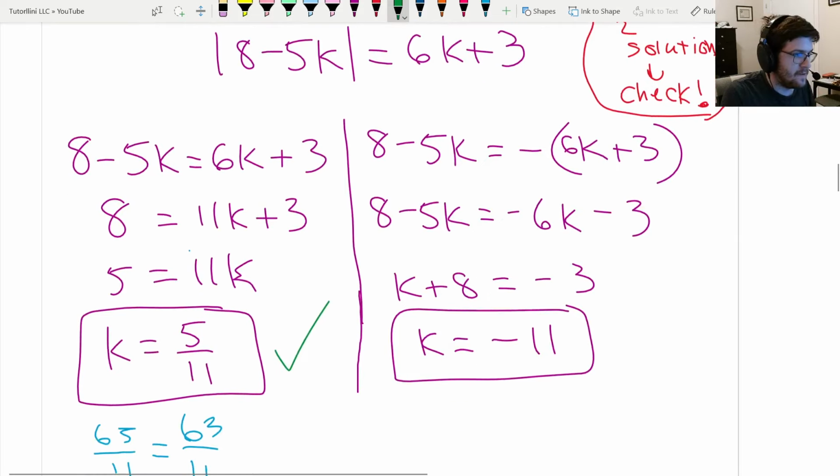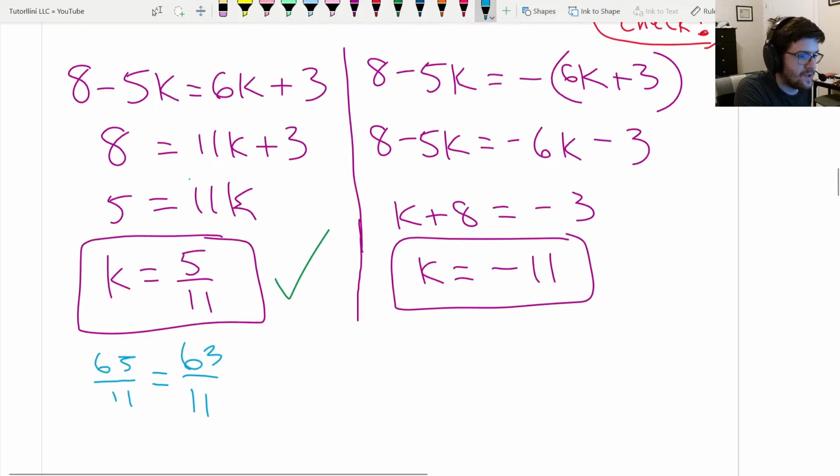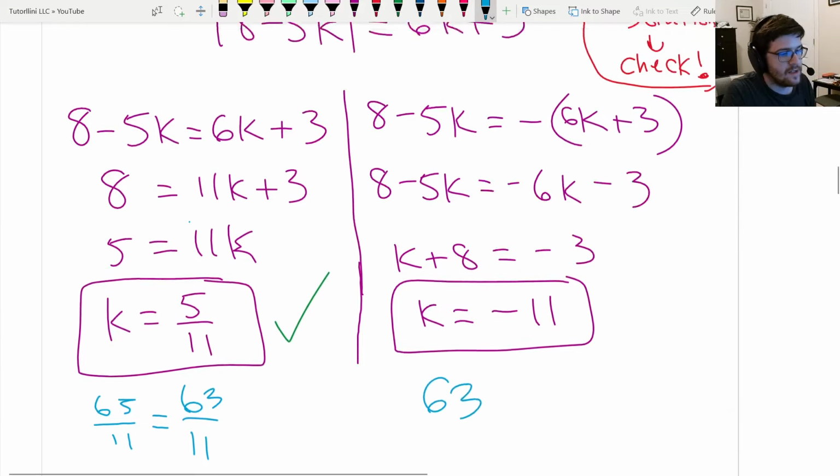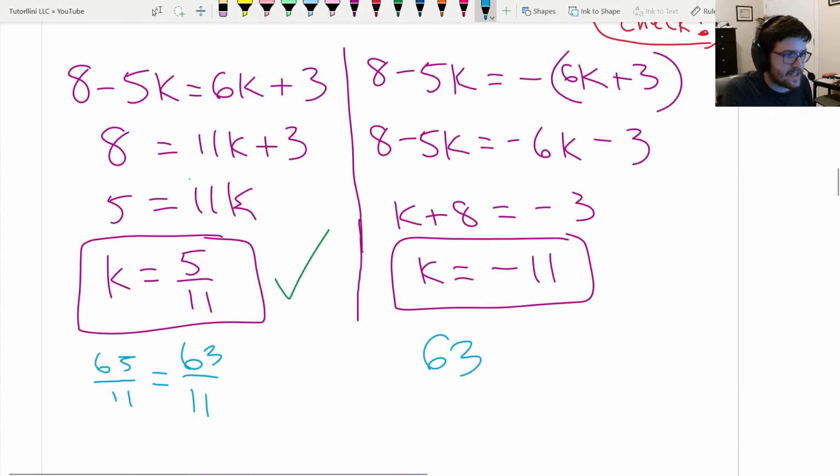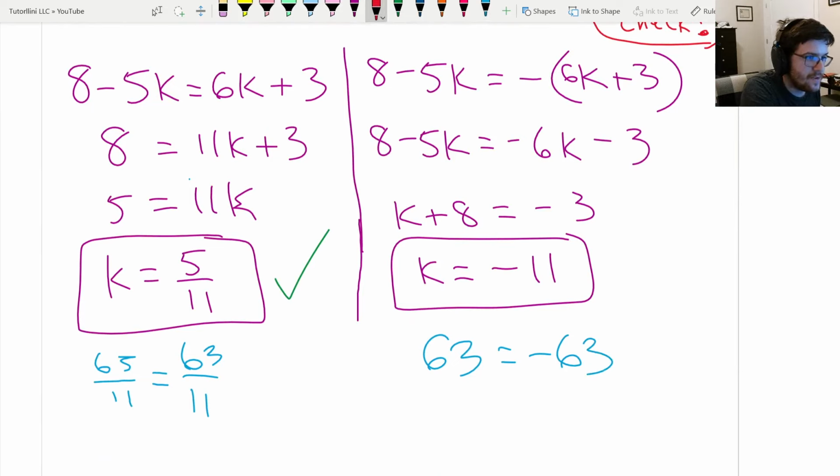Now let's look at negative 11. So if we do 8 minus 5 times negative 11, we get 63. The absolute value of 63 is 63. And then if we do 6 times negative 11 plus 3, we get negative 63. Ooh, that seems no good. So this one is wrong. I'm going to put a big X to that. That is an extraneous solution.